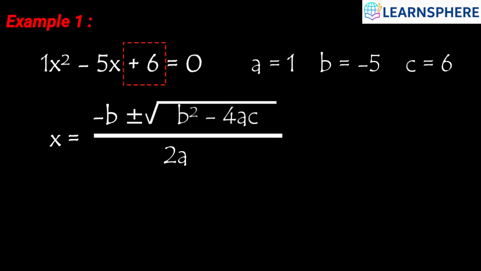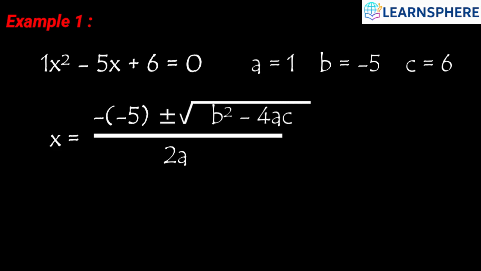Next, we have to substitute the three values of a, b, and c into the formula, where we will get x equals minus (minus 5) plus or minus the square root of (negative 5) squared minus 4(1)(positive 6), over 2(1).